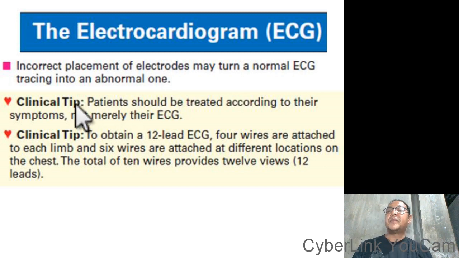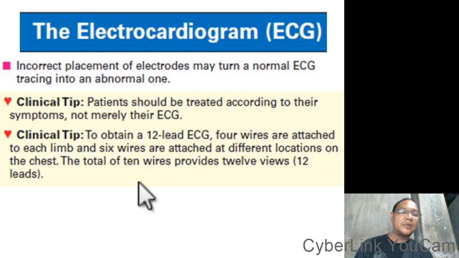Clinical tip: patients should be treated according to their symptoms, not merely their ECG. To obtain a 12-lead ECG, 4 wires are attached to the limbs and 6 wires are attached at different locations on the chest. So we have wires on the right arm, left arm, right leg, and left leg, and then the 6 wires attached on different locations of your chest. The total of 10 wires provides 12 views. That's why 12 views, 12 leads.